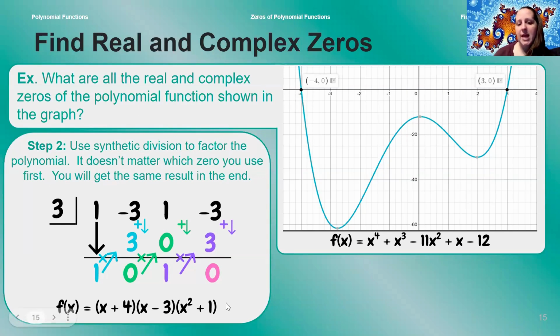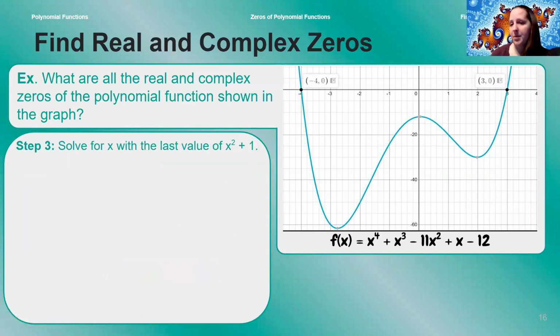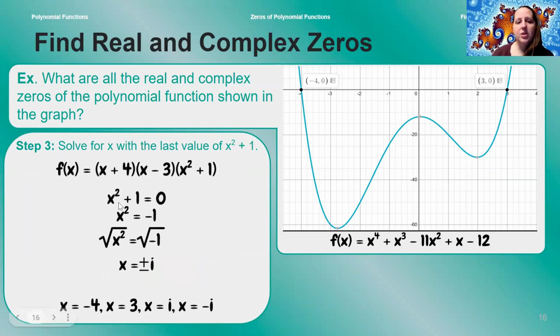And then what's left over, which is the x squared plus 1. You can use the quadratic formula if you want to solve this, or because I only have one x value and it's an x squared value, I can set x squared plus 1 equal to 0 and solve it that way. When I do that, x squared plus 1 equals 0, I get x squared equals -1. I'm going to take the square root of both sides, so I get x equals plus or minus i. So I get my zeros of -4, 3, i, and -i.